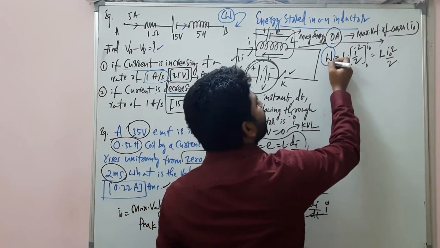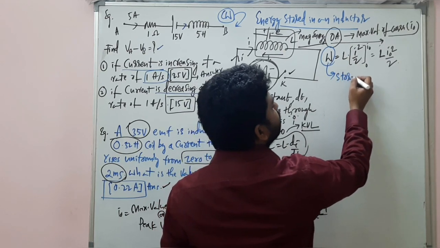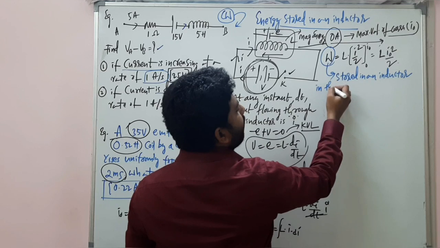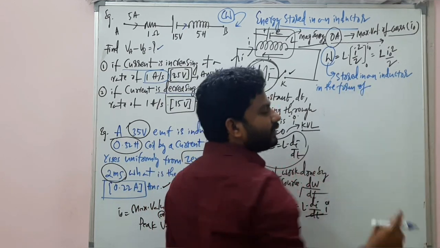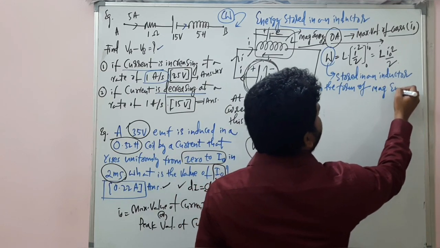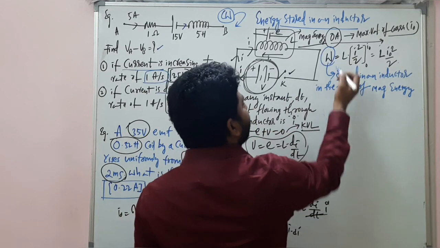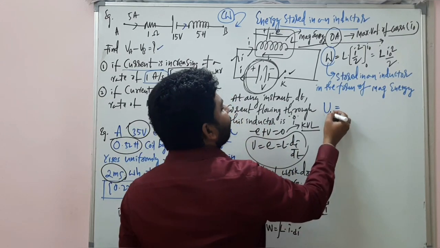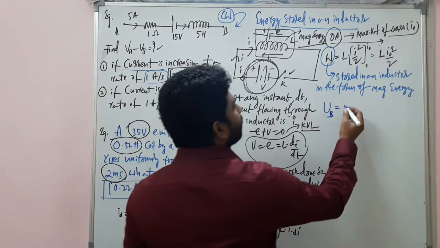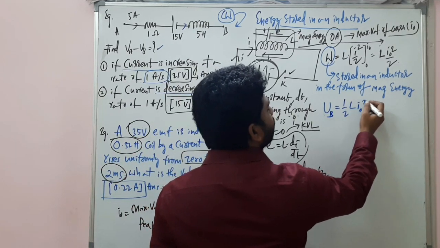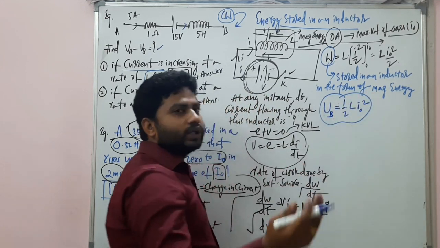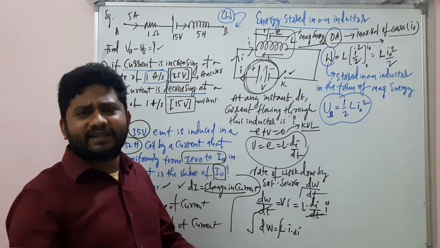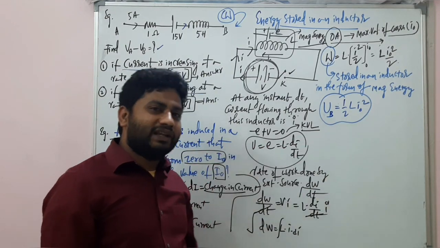So this work done will be converted or stored in an inductor in the form of magnetic energy. So this W I can write as U, which is energy stored in magnetic energy form, which is equal to half into L into I naught square. In some books it will be written as half into L into I square. No confusions. Half into L into I square, where I is the maximum value. Whatever may be written here, that is the maximum value only. Alright?